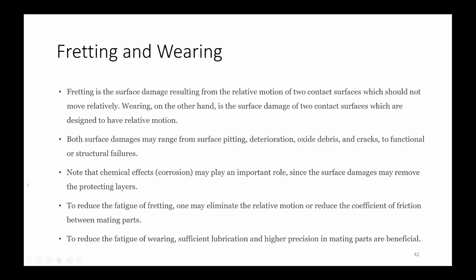Now, in case of chemical effects, they may play an important role since the surface damages may remove the protecting layers such as chromium or nickel layers that we provide to steels. To reduce fretting fatigue, one may eliminate the relative motion or reduce the coefficient of friction between mating parts. To reduce this type of wearing, we can apply some lubrication and we give some precision, which will be beneficial for reducing this type of fretting.